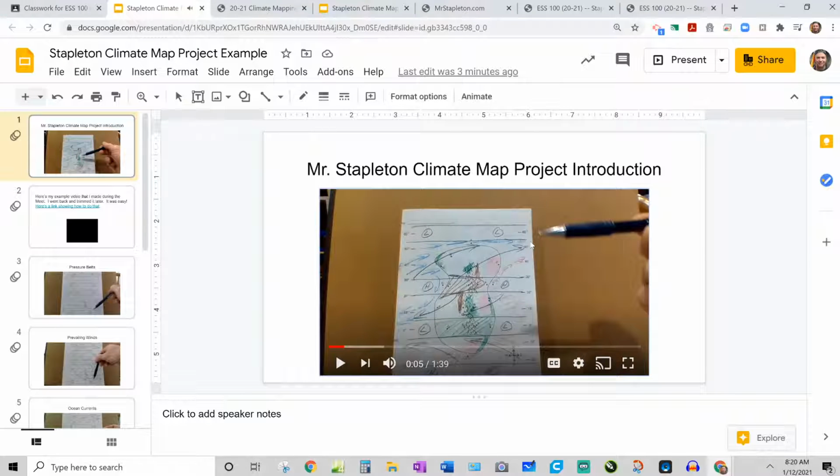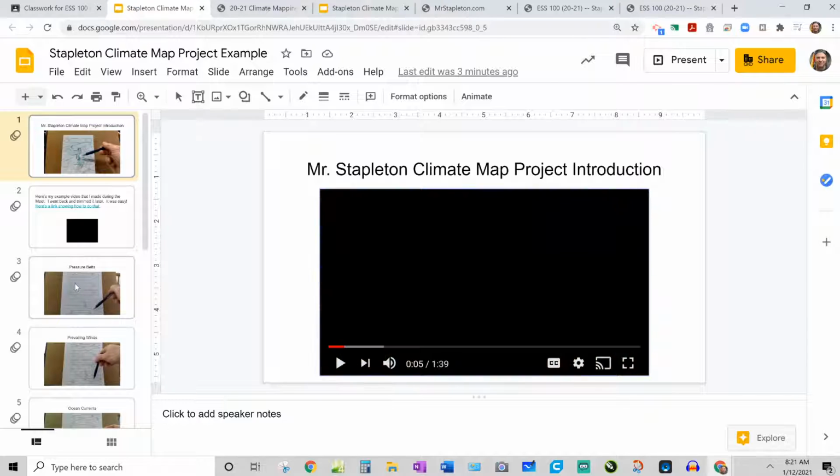So that was just kind of me partly talking to you about how to do this and then partly giving you an example. I made this after I was all done, because I would envision you doing this slide after you're all done, because you won't have a picture of everything until you're done. So here's my pressure belt slide.